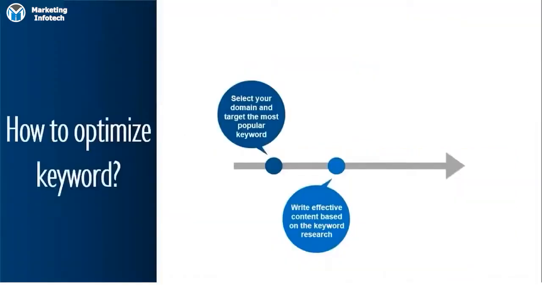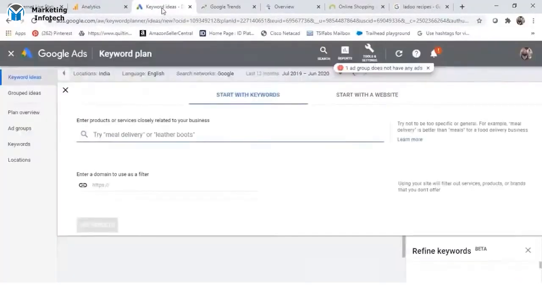Write effective content based on keyword research. There are tools like Google Keyword Planner, which helps to identify keywords based on actual search stats. Let's assume that I'm writing an article on home decor, probably for users, and I'm going to write about living room decor. I'm a bit confused as to what words I need to use. Should I use something like wall art or should I use paintings? So let's use Google's Keyword Planner and decide on what to use.